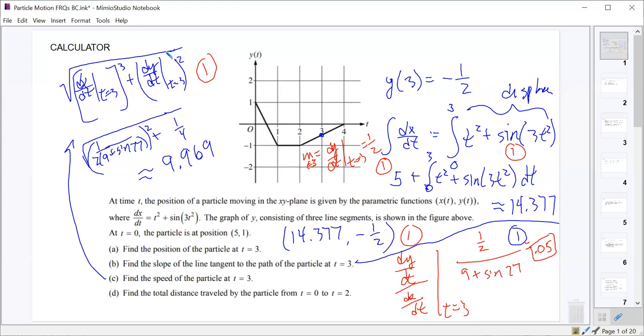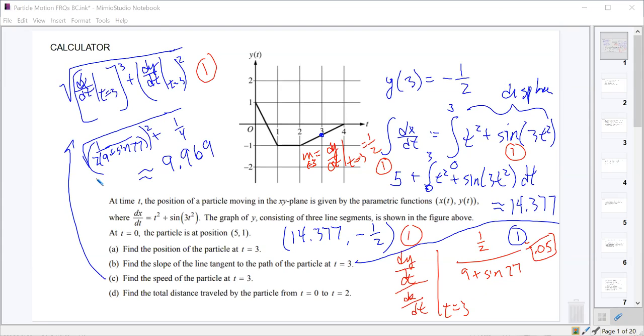Say that again. So for the dx dt, should it be 9 plus sine 27? Yeah, it's 2 times 9 plus sine 27. I just put the 2 from the 1/2 over. Right, our dy dt value here was 1/2 over 9 plus sine 27. So I just put the 2 into the denominator.